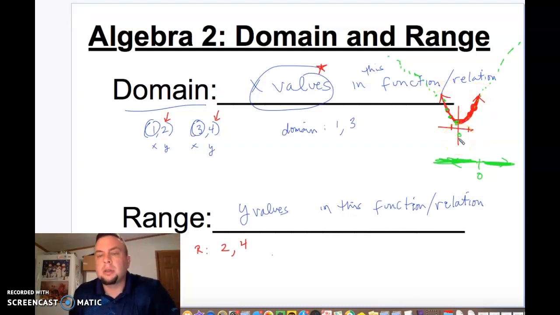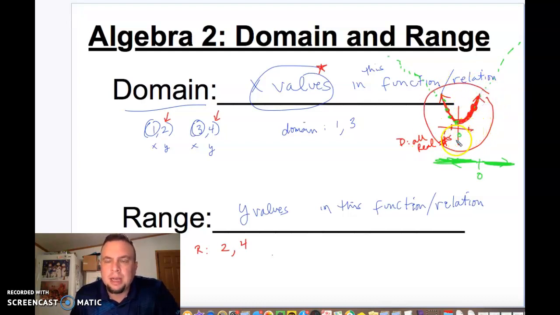We'll say, quadratic function. Now, that's why the domain in this particular case, in the red case, is all real numbers. Domain in this case is all real numbers. Okay? All real numbers. That's a number sign. Okay? All real numbers.